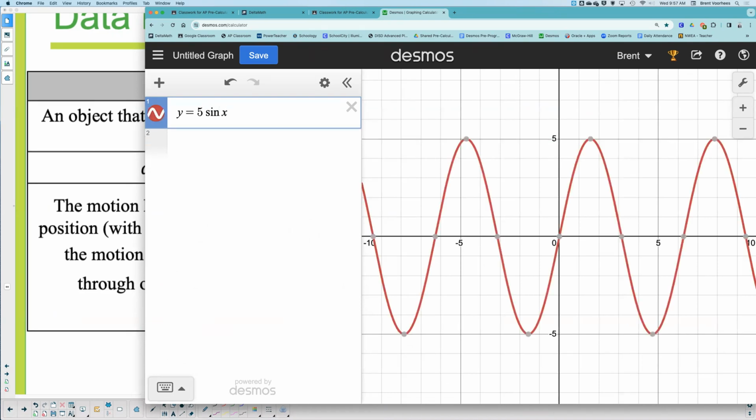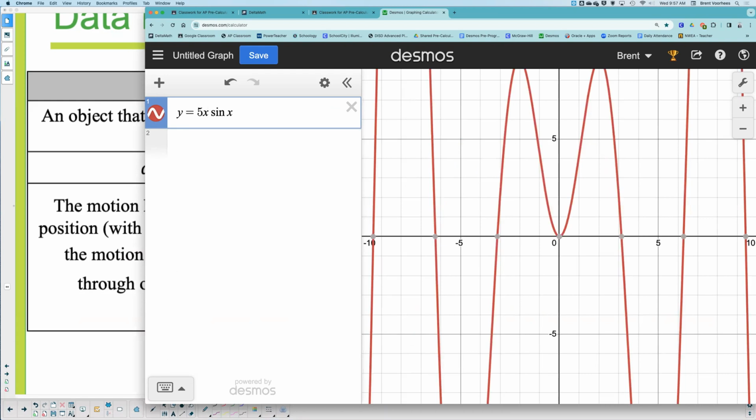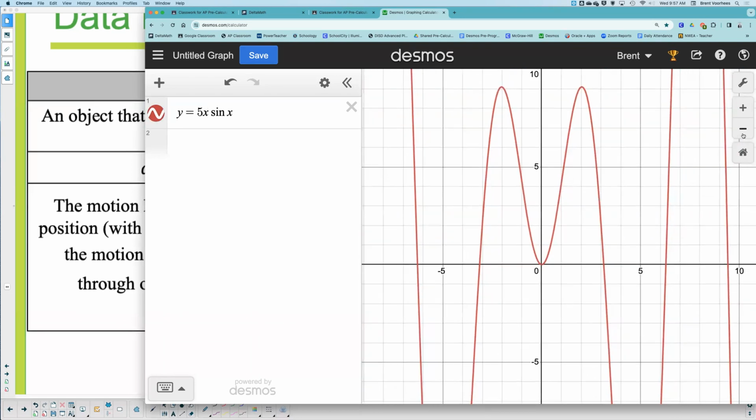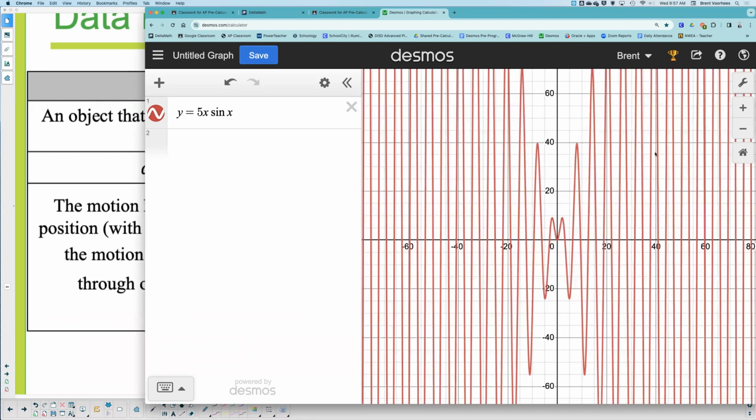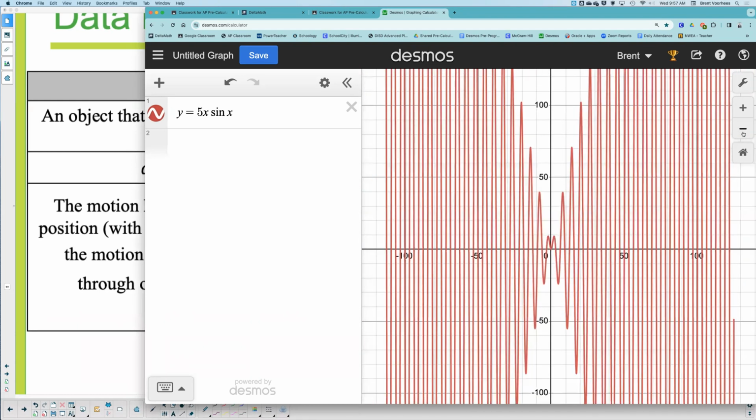And I'm going to make it 5 just so it's bigger. Okay, you got that? Now, what I'm going to do is show you what's called a damping factor. Instead of it just being 5, I'm now going to do 5x. Now, you're looking at it going, well, it looks totally different now. It does. I'm going to start to zoom out, though. And as I zoom out, you'll see it still has a pattern, and it's still wavy.